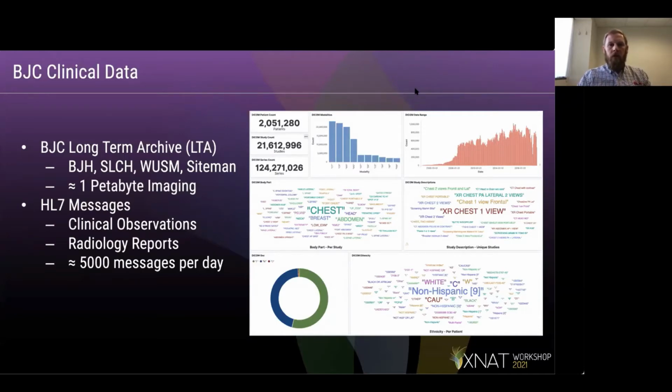And then we also are getting the radiology reports and clinical observations from HL7 messages, also a feed that we get from BJC. And that's coming in at about 5,000 messages per day. So there's a lot coming at us. This screenshot here is the Kibana interface that Dan had brought up previously.